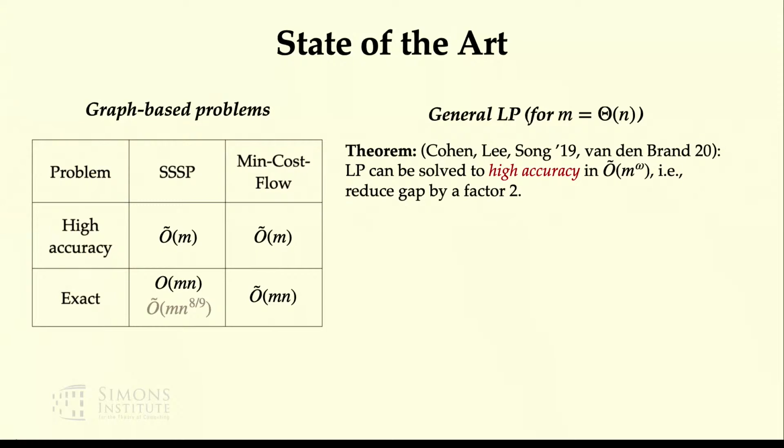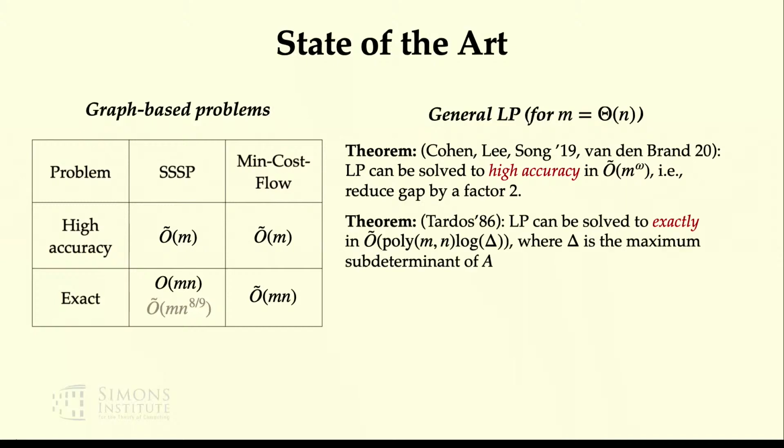And the reason why there was an L in the last time I showed that result was that you have to decrease the gap by a factor of 2 to the L to be able to round to an optimal solution. It turns out that if you want to do that in the real model, so we don't allow bit complexity dependency, then you can still do it as shown by Tadeusz in polynomial time in the dimensions and the logarithm of the maximum subdeterminant. I've shown the slide before. The maximum subdeterminant is sort of an upper bound on this kappa condition number.